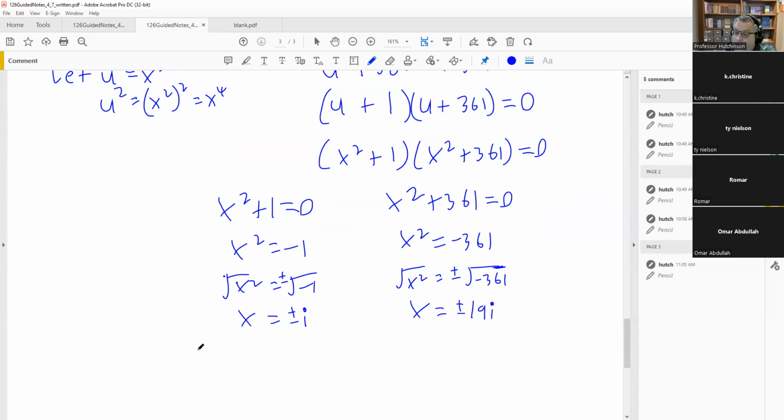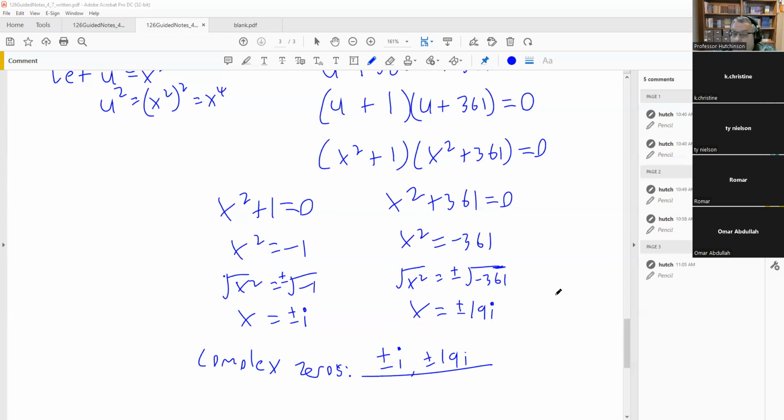So basically, the first thing it asks for is the complex zeros. The complex zeros are going to be plus or minus i and plus or minus 19i. So that's the first thing it asks for, the complex zeros. With that, you can just go ahead and write that down and list those out. That's the first step.